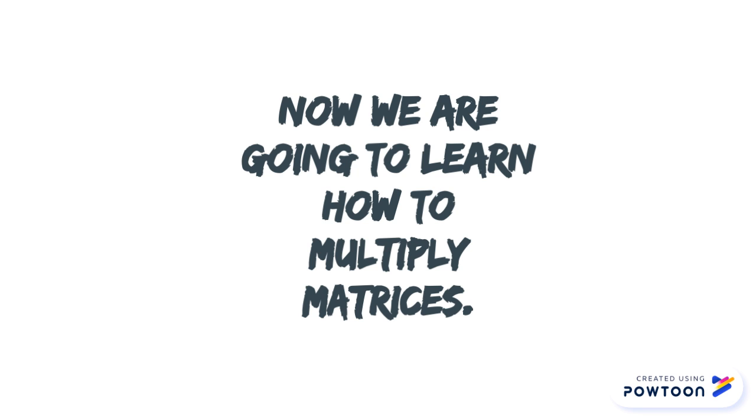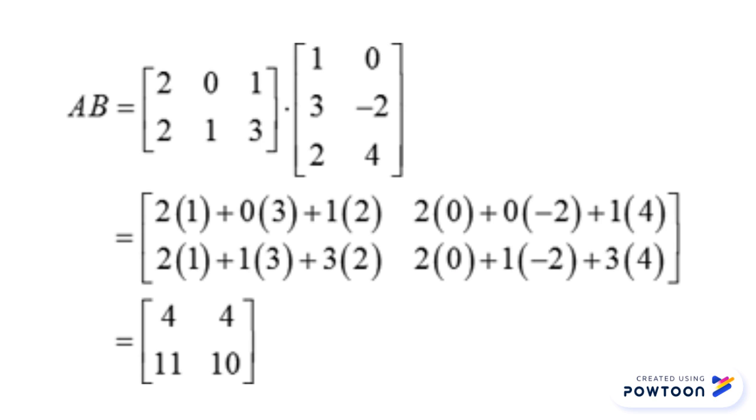Now we're going to learn how to multiply matrices. In order to multiply matrices, we first need to look at the size of each matrix. In AB, we look at A, and A has 2 rows and 3 columns. And we look at B, and B has 3 rows and 2 columns. Now we can see that A is a 2 by 3 matrix, and B is a 3 by 2 matrix.